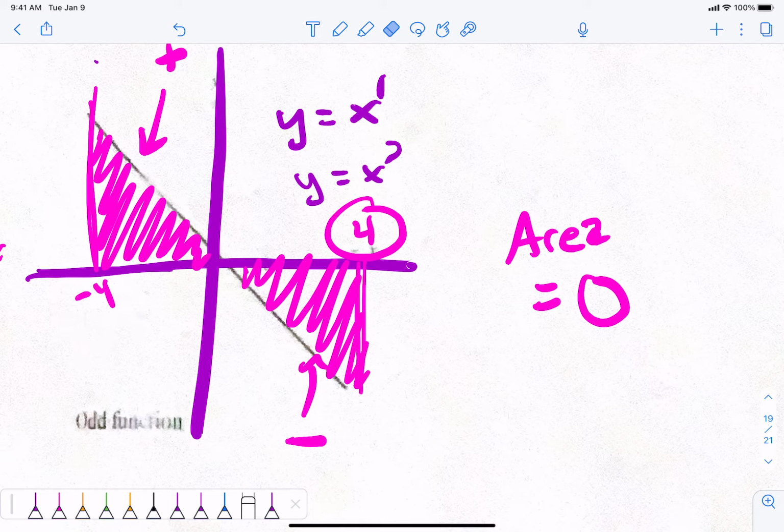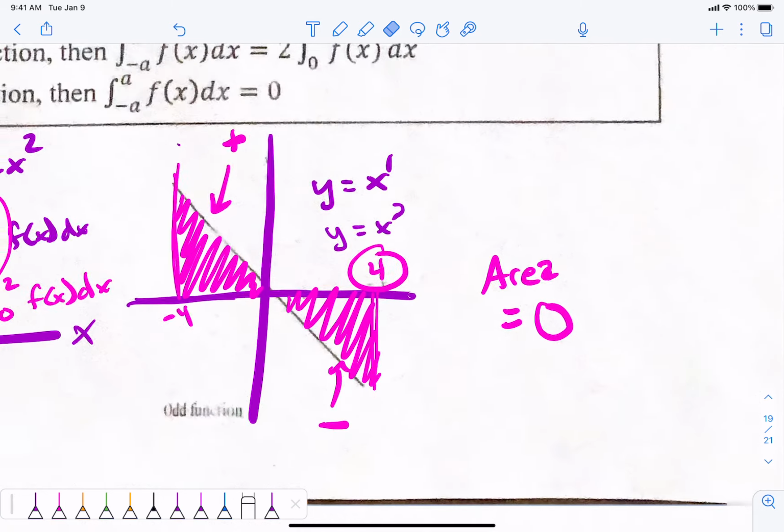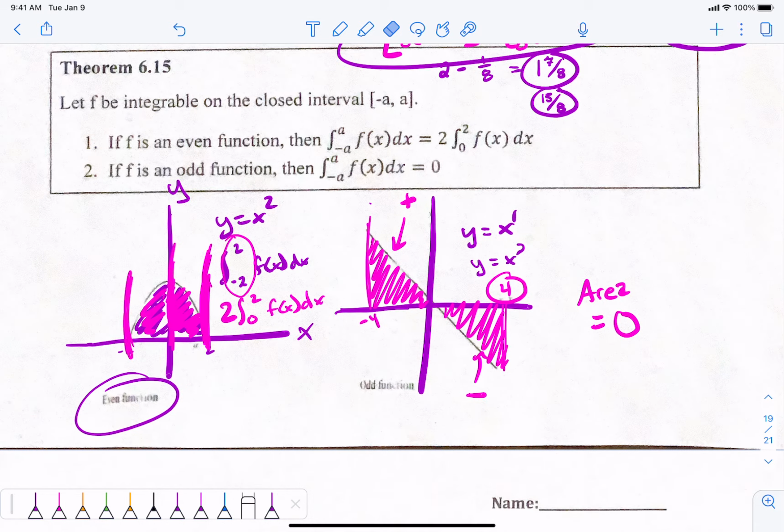But if it is truly an odd function and you're going the same distance on both sides, the area a lot of times will cancel out to be 0. All right, so keep that in mind. If you ever get an area of 0 and you're like, oh crap, what happened? That's because you're going from -4 to +4.